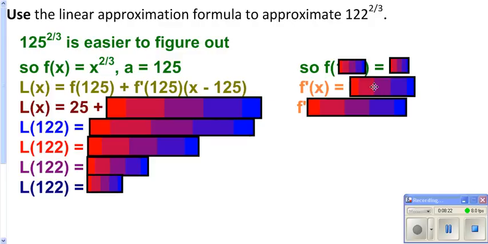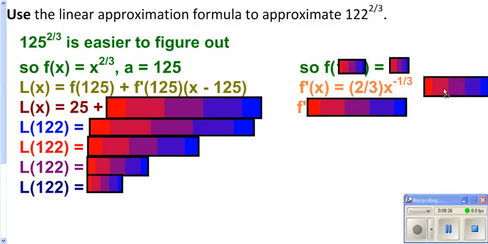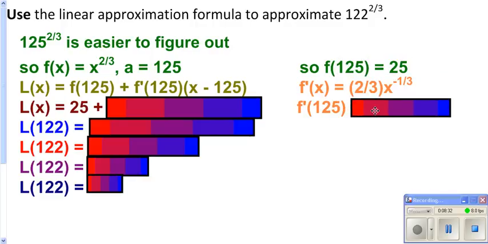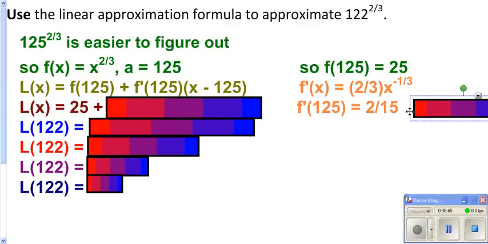So to find your derivative, put your 2/3 in front, decrease your exponent by 1. Plug in 125 into your derivative, 2/3. Plug a 125 in here, it'd be a 5, but it's a negative exponent, so it puts it in the bottom. So it'd be a 5 times your 3 in the bottom. So 2/15.